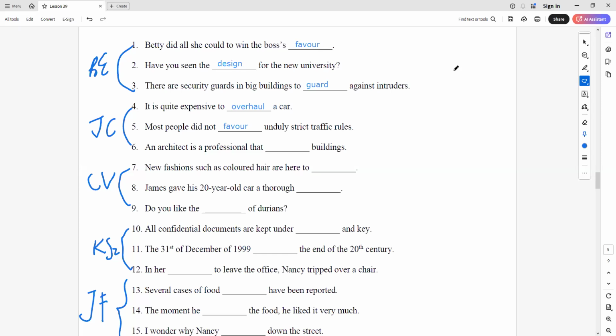Next, number 6. An architect is a professional that designs buildings. Yeah, an architect is a professional that designs buildings, okay? Because an architect, we have to use designs. We have to put an S at the back there, okay? An architect is a professional that designs buildings.